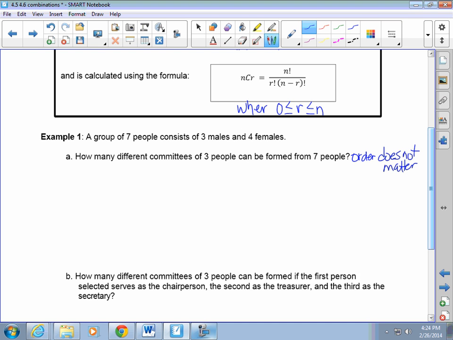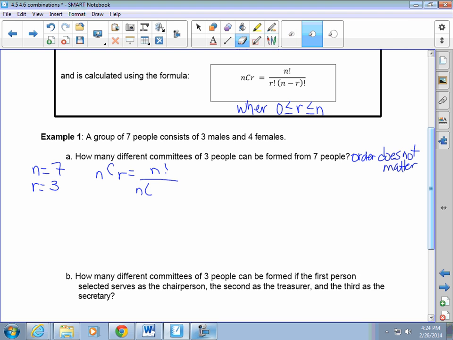So if we take a look at this then, our N is 7. That's the number of objects we have. And our R in this case is a 3. We are picking them 3 at a time. So that means we're using our N choose R, or N factorial over R factorial times N minus R factorial. So this is going to be 7 choose 3.